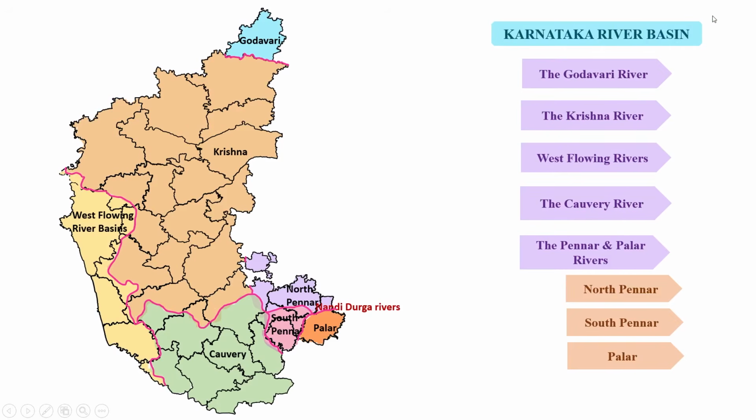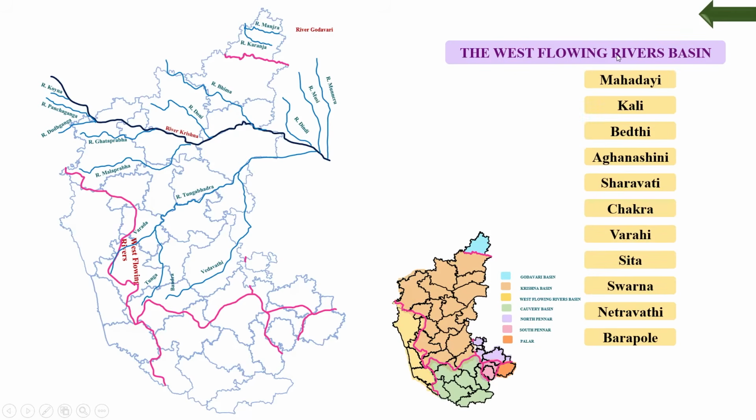Next, let us go to the dashboard. We have finished the first 2. Let us go into the west flowing rivers. So we have 11 important west flowing rivers. All of them arise very close to the Western Ghats. Some of them even arise in the eastern part of the Western Ghats and flow towards the west side.